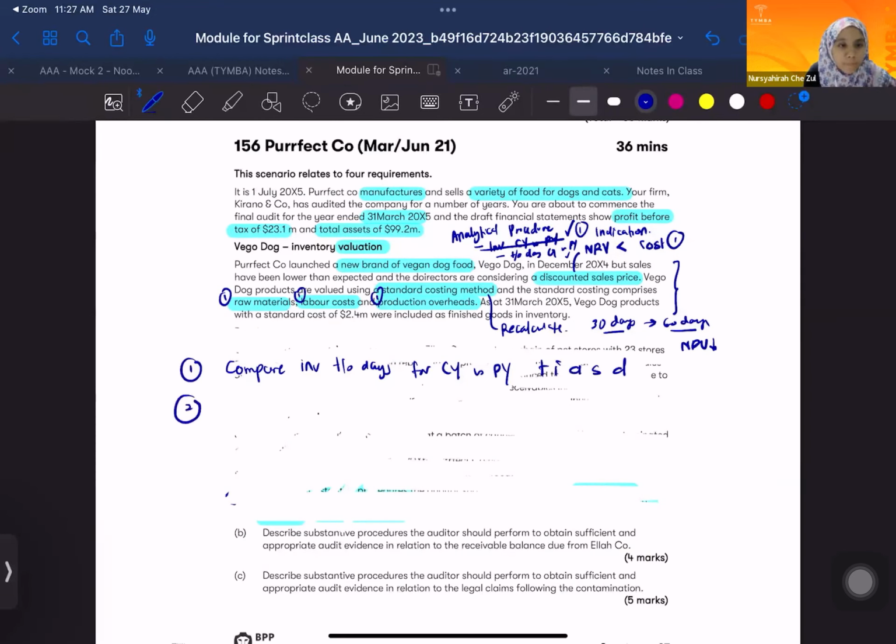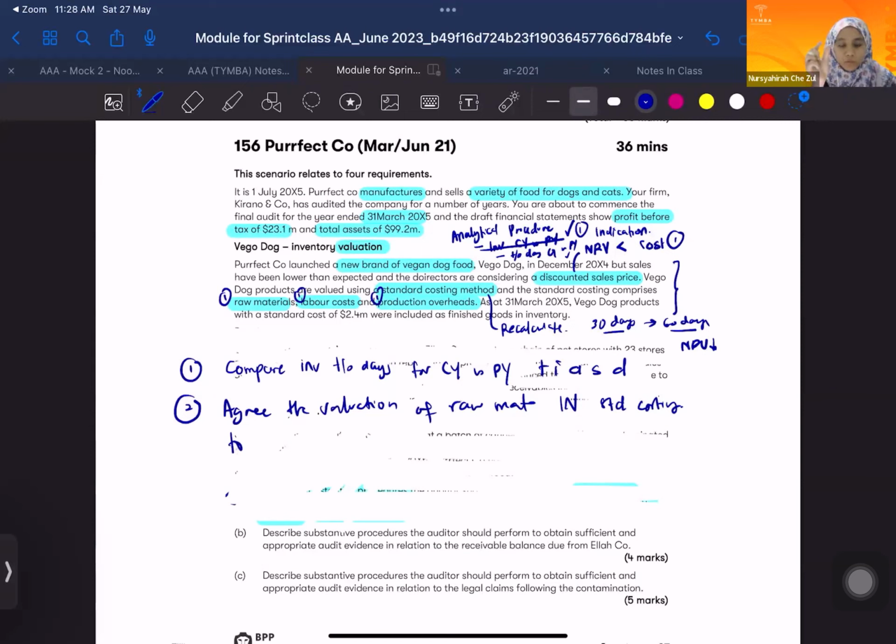Number two, raw materials. I agree with Izwan's answer: agree the valuations of the raw mats to purchase invoice and price list. But perhaps I want to add one more thing, which is agree the valuation of raw mat in the standard costing. Agree the valuations of raw mat in the standard costing too.